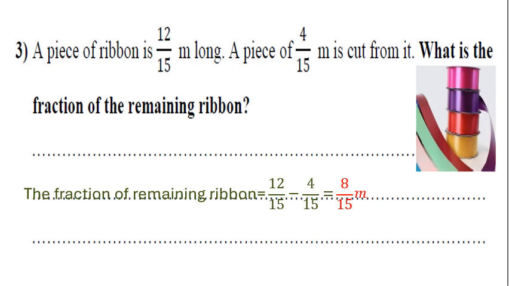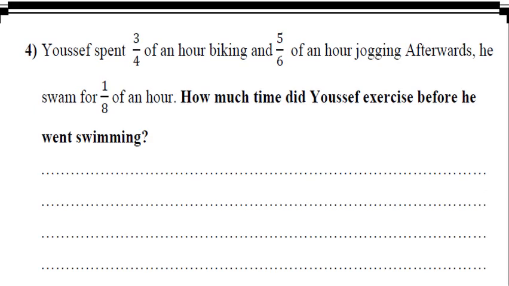meter of ribbon. Yusuf spent 3 over 4 of an hour biking and 5 over 6 of an hour jogging. Afterwards, he swam for 1 over 8 of an hour. How much time did Yusuf exercise before he went swimming? So first, let me get Yusuf exercised 3 over 4 plus 5 over 6.